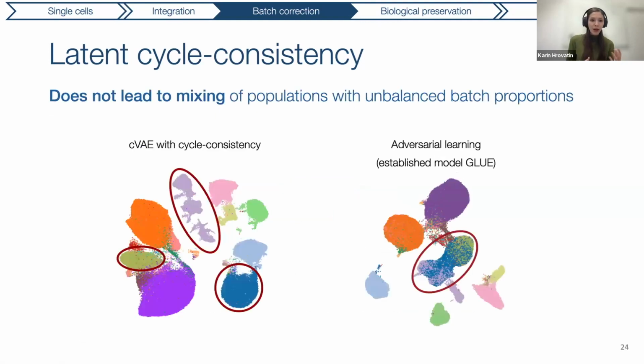So to have a quick look at how this looks. Here we have adversarial learning, where, if you remember, the cell types were mixed. And here we have a cVAE where those cell types are nicely separated.